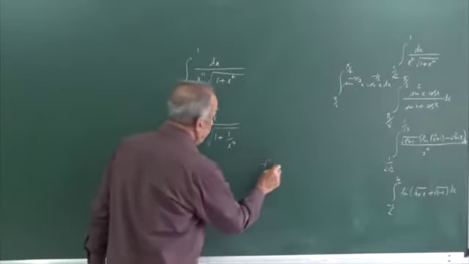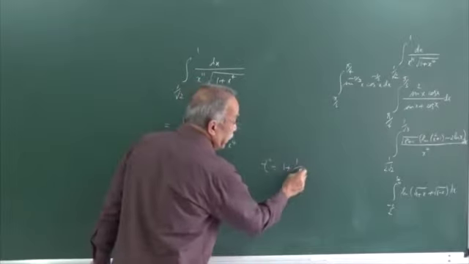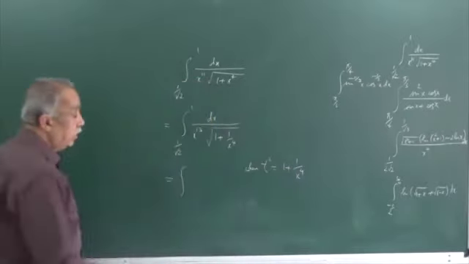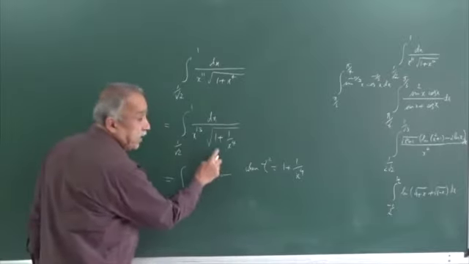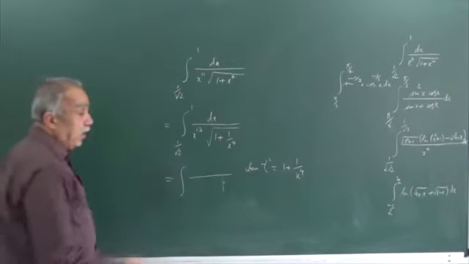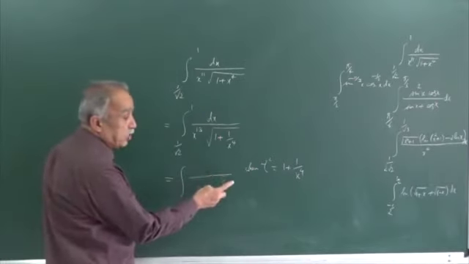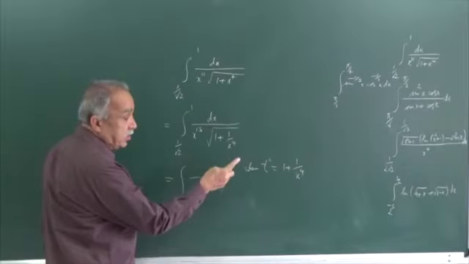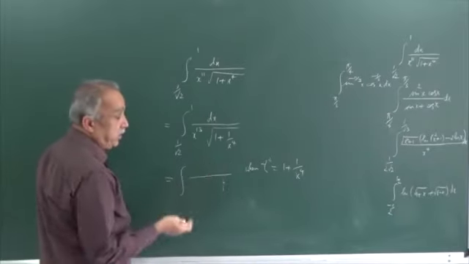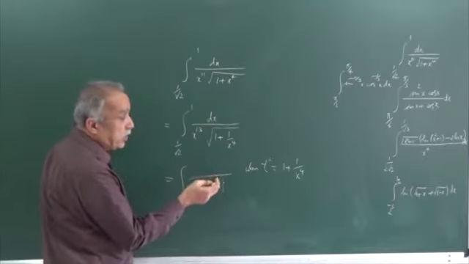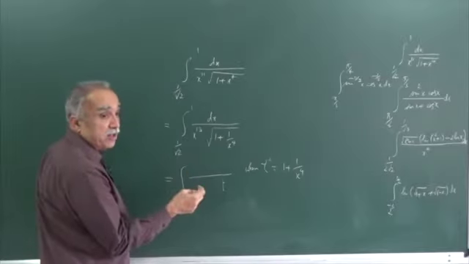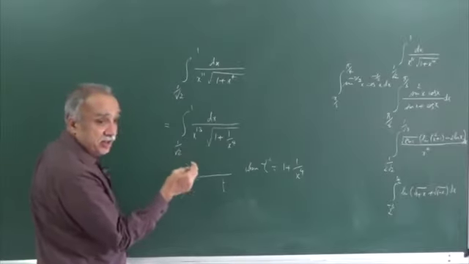t square equal to 1 plus 1 by x to the power 4. The expression under the radical sign in denominator becomes t, and minus 4 by x to the power 5 dx will be 2t dt, or 1 by x to the power 5 dx will be 2t dt divided by minus 4, that is minus t dt by 2.